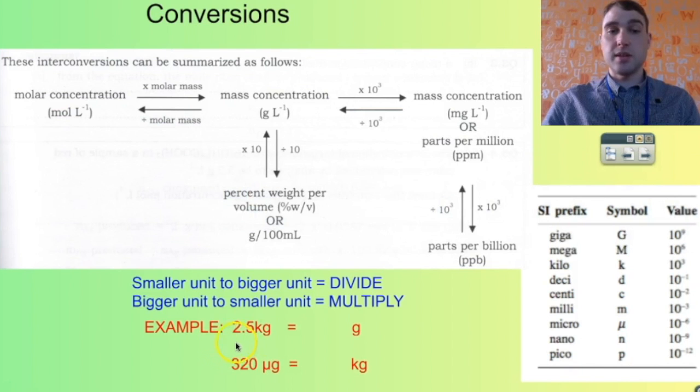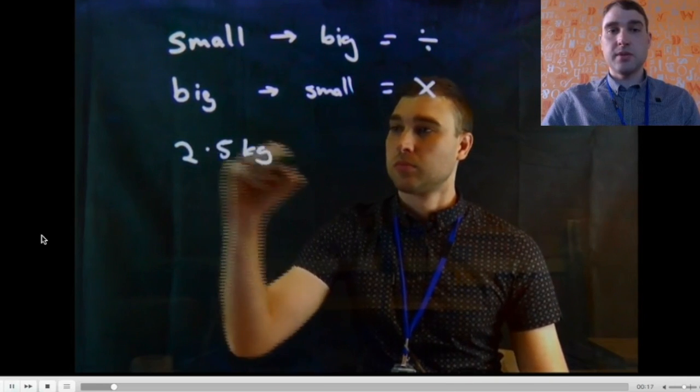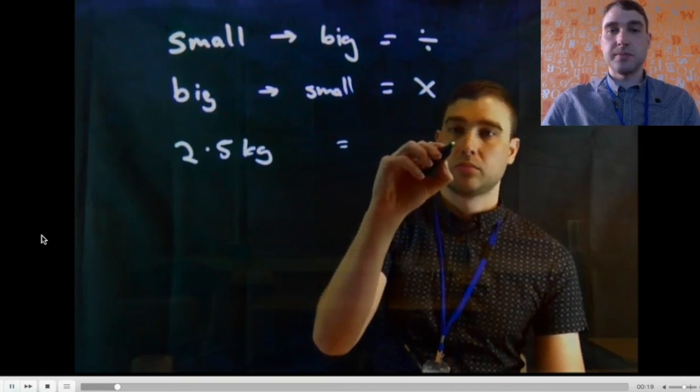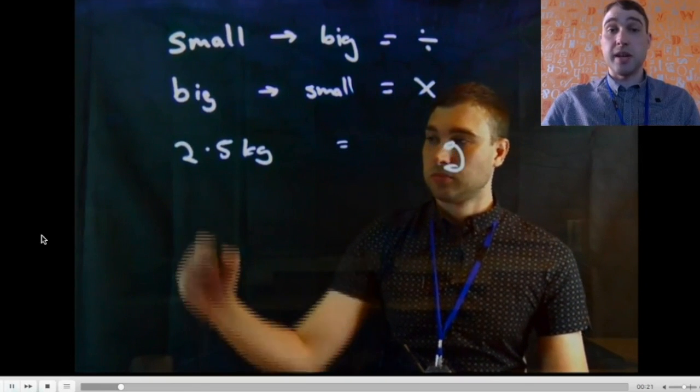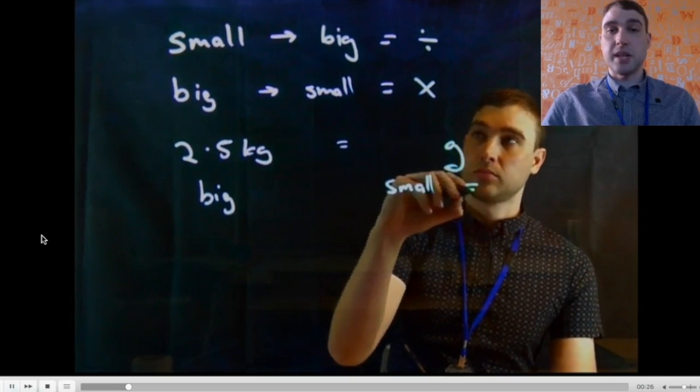So the first question says I'm converting 2.5 kilograms into grams. So 2.5 kilograms, and I'm going to be converting that into grams. So I need to figure out my conversion factor. I'm starting with a big unit, and I'm going to a small unit. So in that case, I'm going to be multiplying.